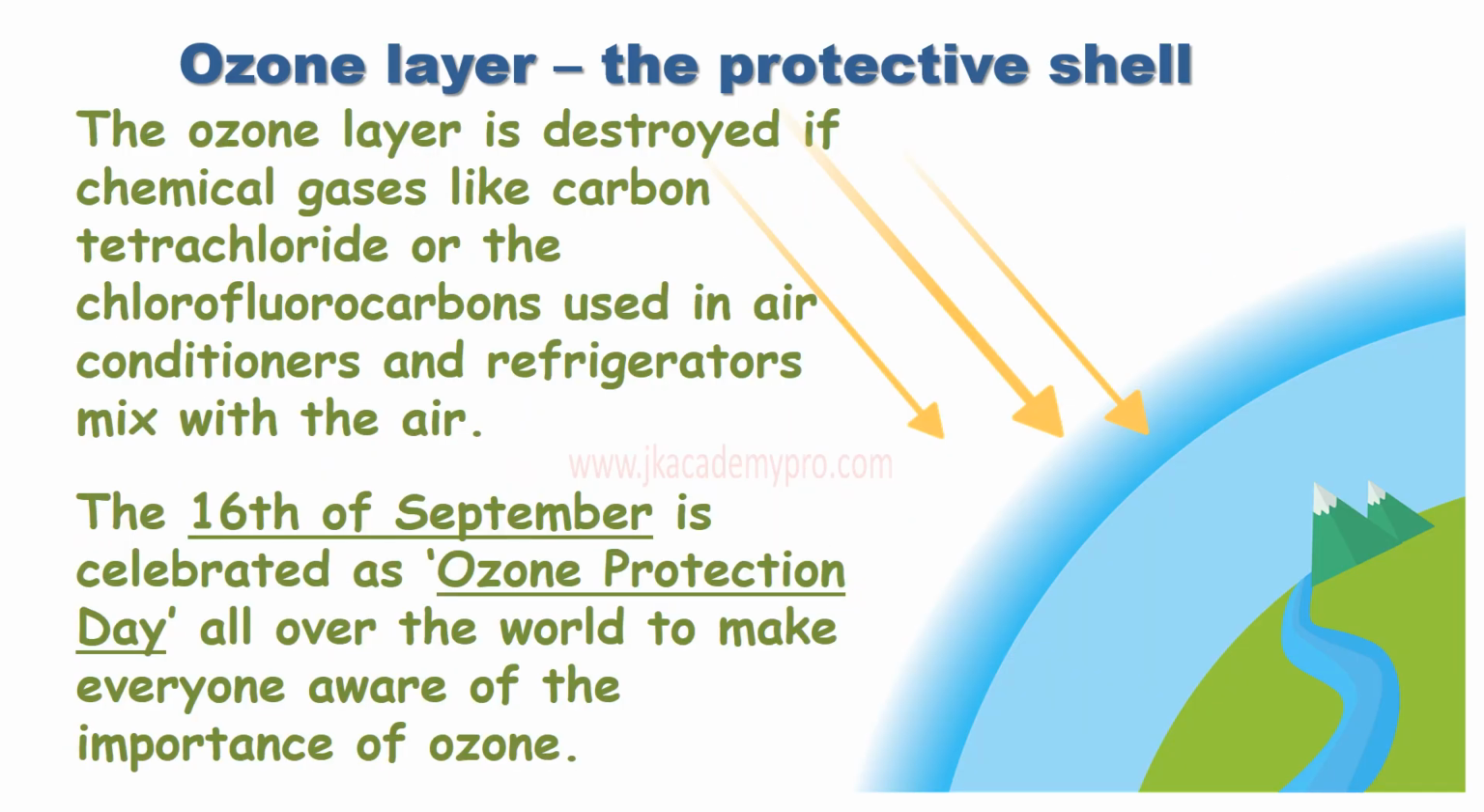The ozone layer acts like a protective shell. That is, it protects our earth. It is like an umbrella protecting all the living things, all the organisms, the whole of the earth. It is protecting us. Now, the ozone layer is destroyed if chemicals like carbon tetrachloride or chlorofluorocarbons used in air conditioners and refrigerators mix with the air. To understand the importance of the ozone layer, 16 September is celebrated as Ozone Protection Day all over the world to make everyone aware of the importance of ozone.